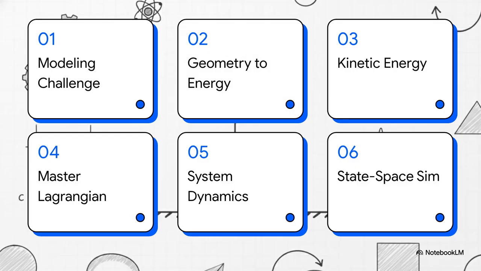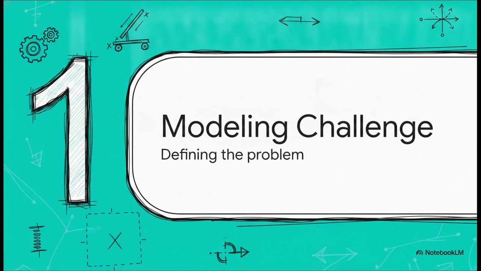Here's our roadmap for this explainer. 1. The modeling challenge. 2. Translating geometry to energy. 3. Expanding the kinetic energy. 4. The master Lagrangian. 5. Extracting system dynamics. And finally, 6. Matrices and state space simulation. Section 1. The modeling challenge.